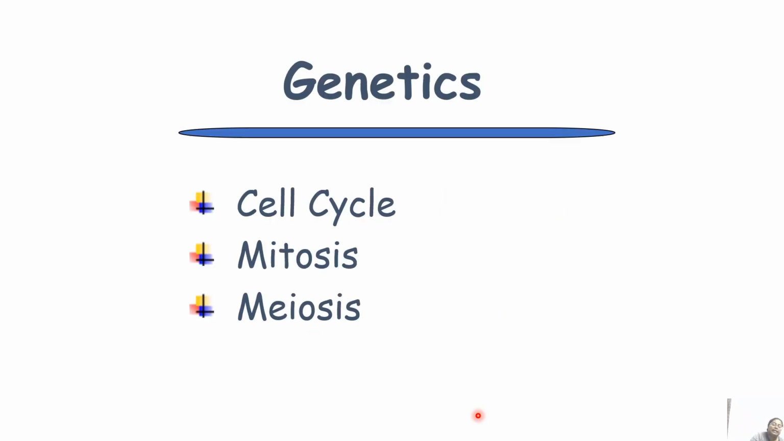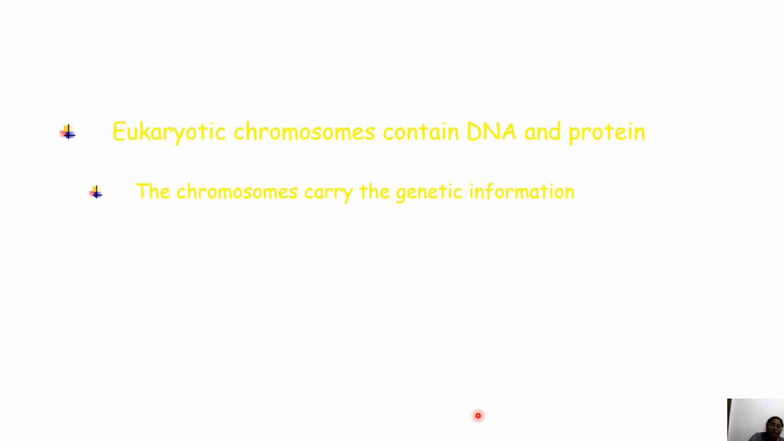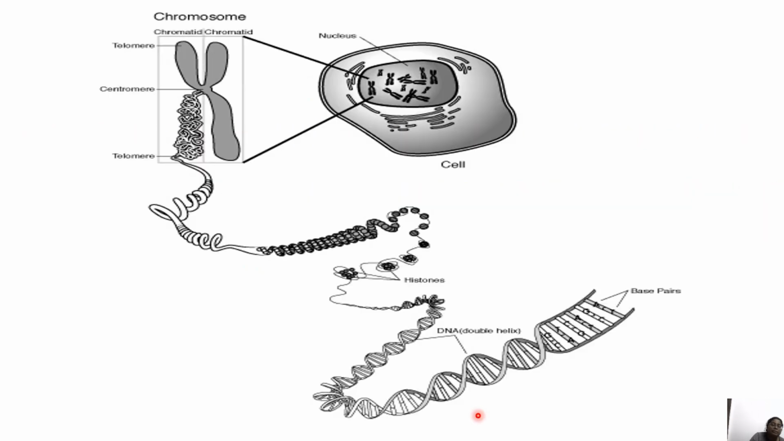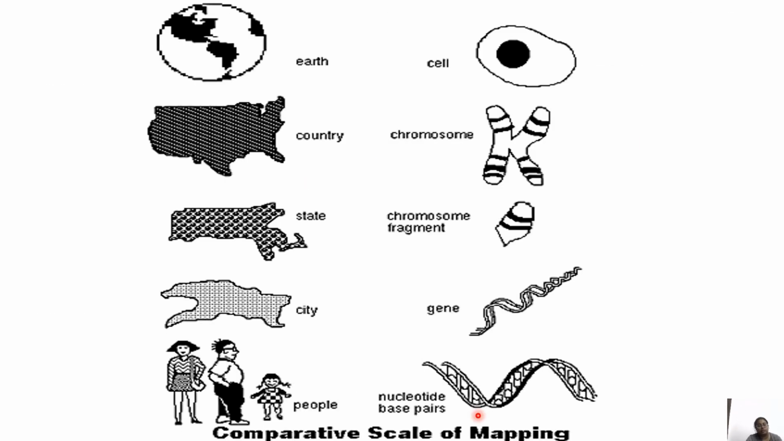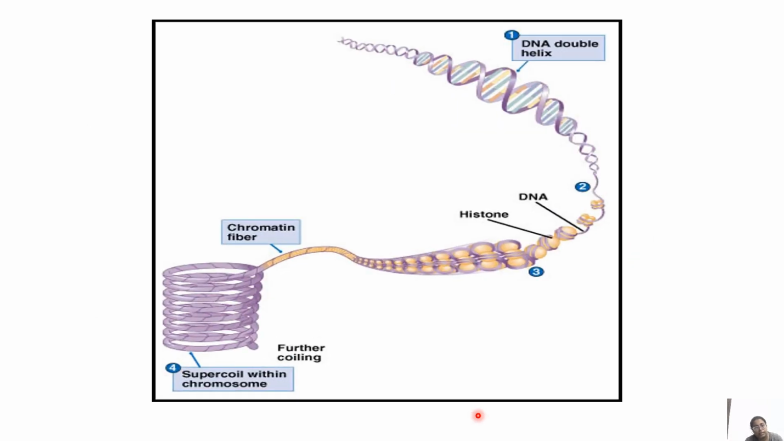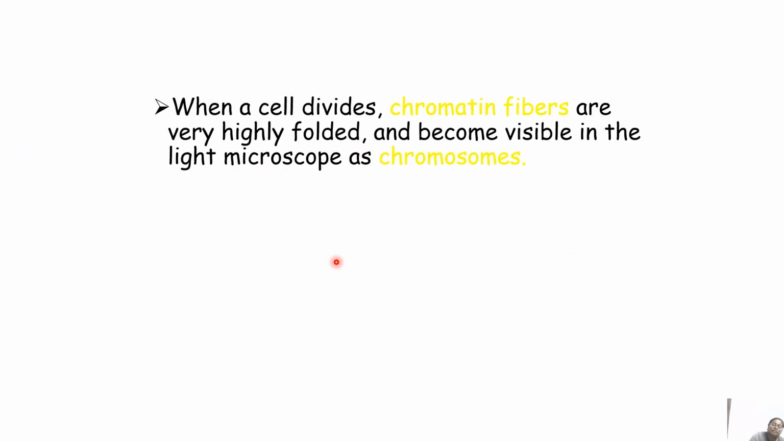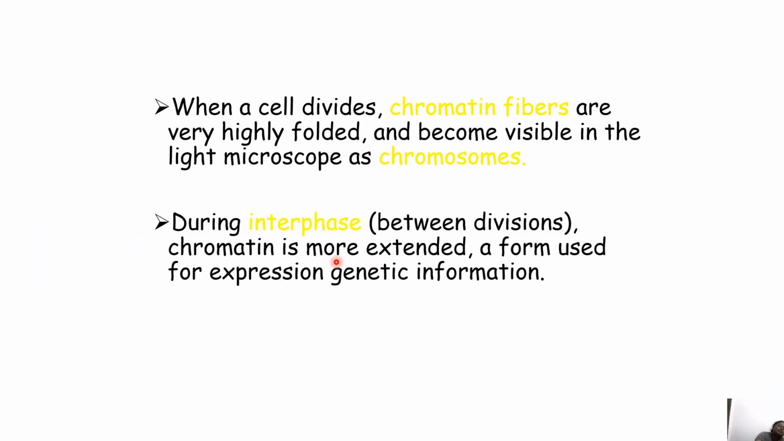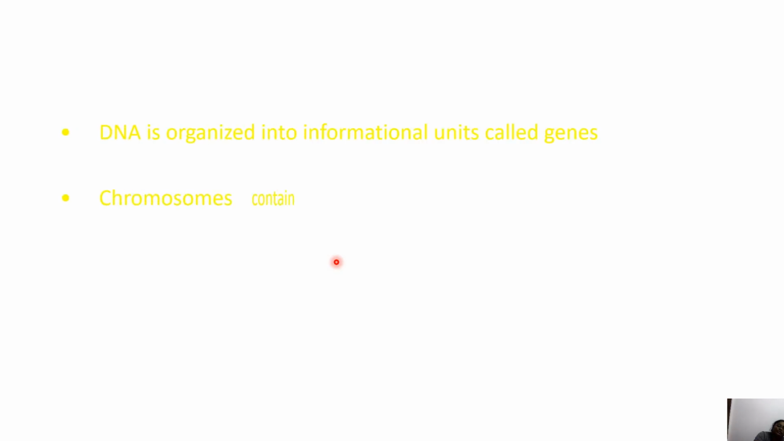Okay, so we have talked about cell cycle, mitosis and meiosis. So eukaryotic chromosomes contain DNA and protein and the chromosomes carry the genetic material. Talked about all of this. Okay, supercoil within the chromosomes, but basically these are DNA double helix, which are chromatins. Chromatin fiber is this. When a cell divides, chromatin fibers are very highly folded and become visible in the light microscope as chromosomes. During interphase, that is between divisions, chromatin is more extended, a form used for expressing genetic information. The DNA is organized into informational units called genes, and chromosomes contain hundreds to thousands of genes.